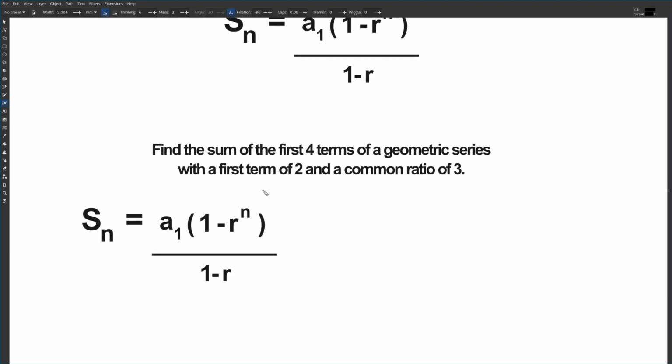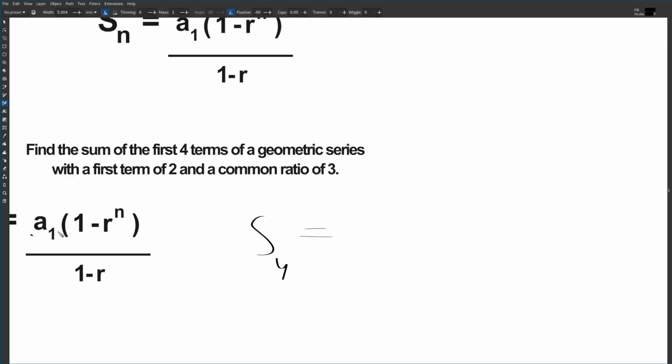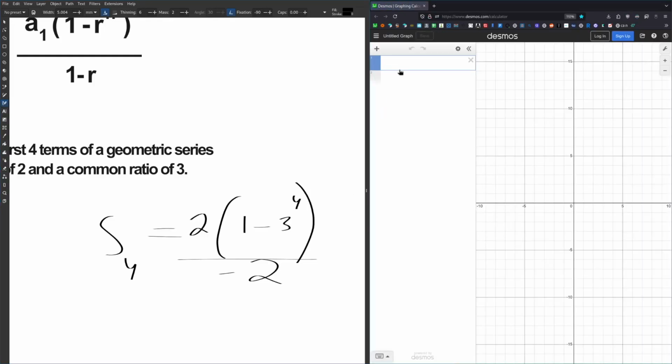Find the sum of the first 4 terms of a geometric series with a first term of 2 and a common ratio of 3. We're going to have S of 4, that's what we're going to find. It's equal to a sub 1, our first term, so 2, times the quantity 1 minus the ratio to the n, and n is 4 here, all divided by 1 minus r, so 1 minus 3, which is negative 2. You can do this quickly with a calculator. If you don't know, 3 to the 4 is 81. We get that 80 is our sum.